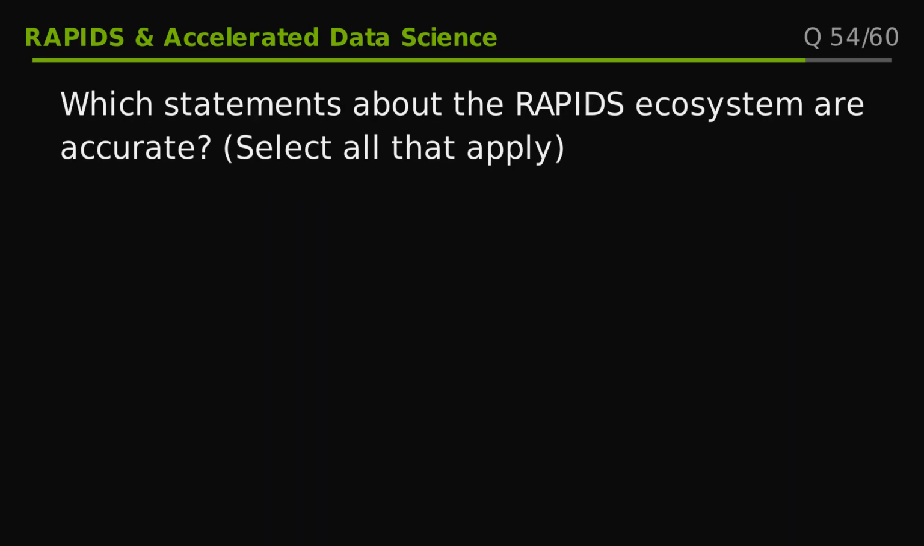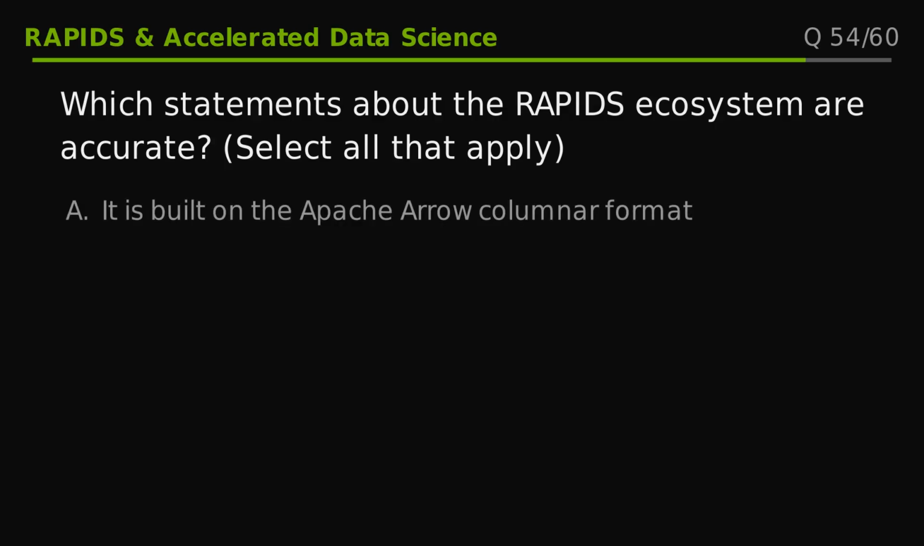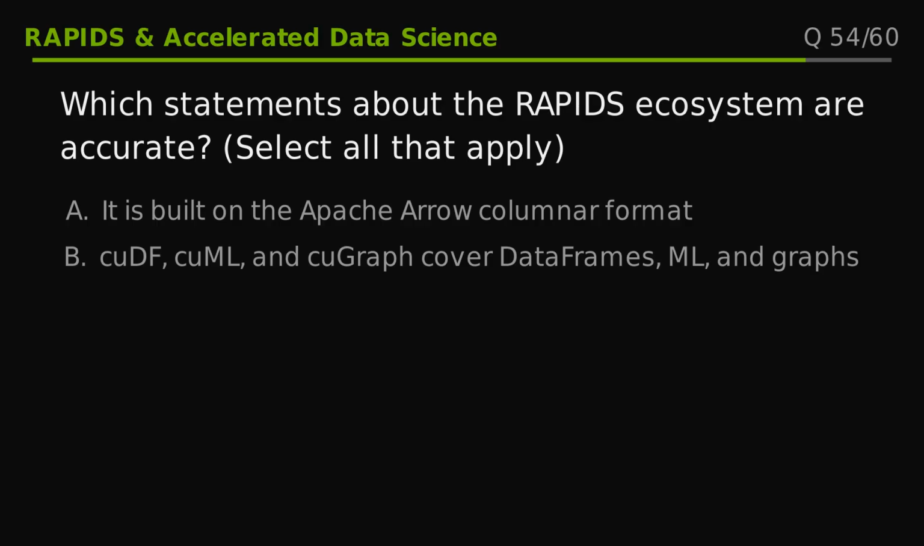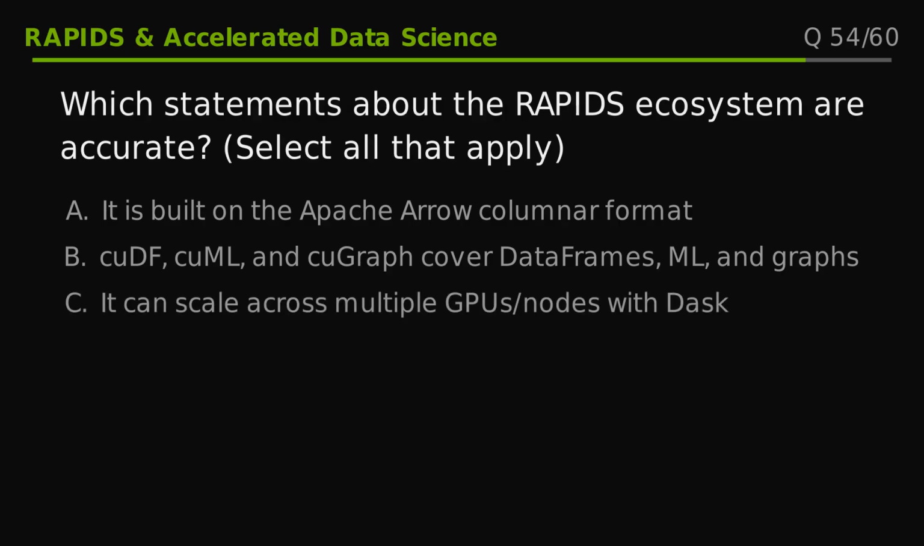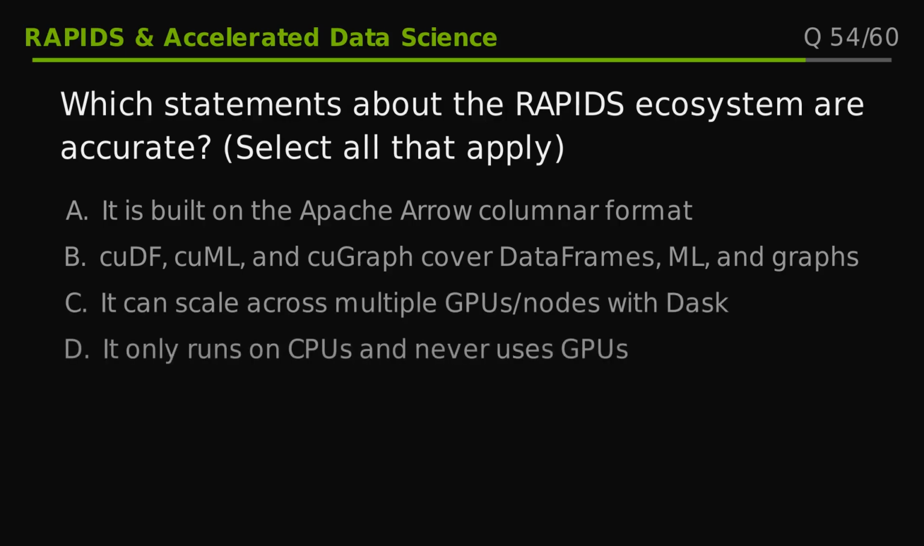Question 54. Which statements about the RAPIDS ecosystem are accurate? Select all that apply. Option A. It is built on the Apache Arrow columnar format. Option B. cuDF and cuGraph cover data frames and graphs. Option C. It can scale across multiple GPUs and nodes with Dask. Option D. It only runs on CPUs and never uses GPUs.